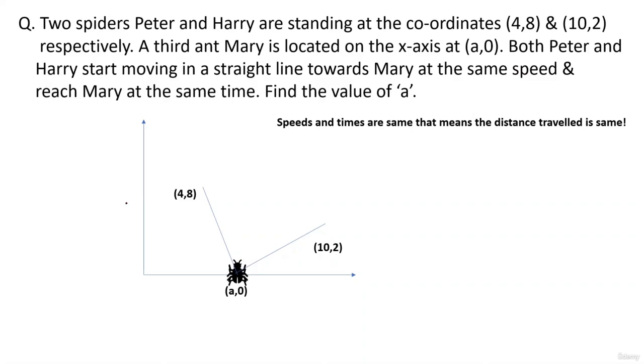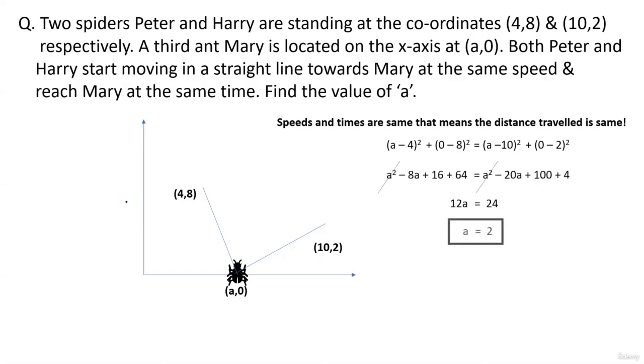So we can find the distance between Peter and Mary, that is (A minus 4) the whole square plus (0 minus 8) the whole square, and equate it with the distance between Mary and Harry, (A minus 10) the whole square plus (0 minus 2) the whole square. We will basically be applying the distance formula twice and just equating the distances. We'll get the value of A as 2. That's the answer for the question, right?